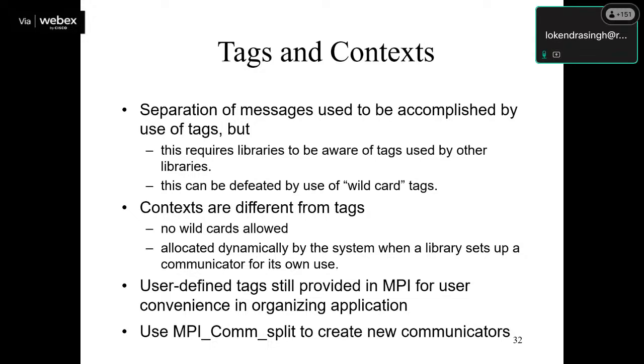Contexts are different from tags. No wildcard is allowed. They are allocated dynamically by the system when a library sets up a communicator for its own use. User-defined tags are still provided in MPI for user convenience in organizing applications. Use MPI_Comm_split to create new communicators. If you want to split your communicators into multiple parts, you can use the routine MPI_Comm_split.